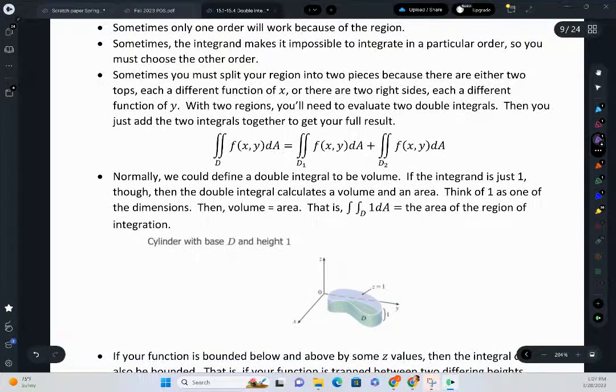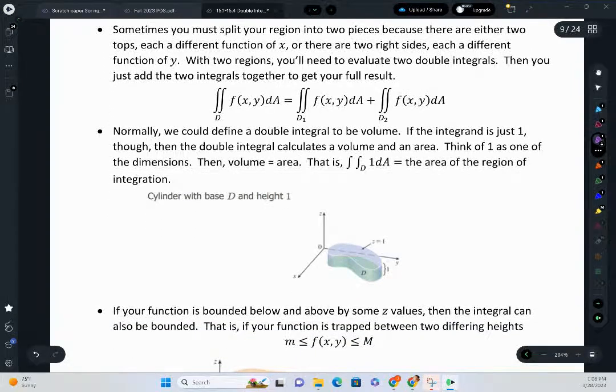Sometimes you have to split your region into two pieces. I already talked about that earlier. And it'll be because there are two tops or two bottoms, or two lefts or two rights. And so you have to split things up. And that just means adding up two integrals.